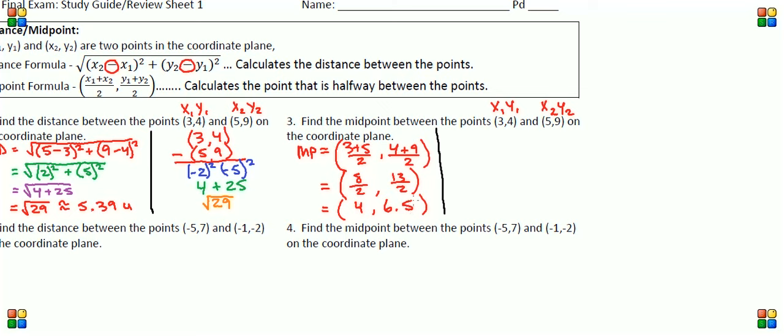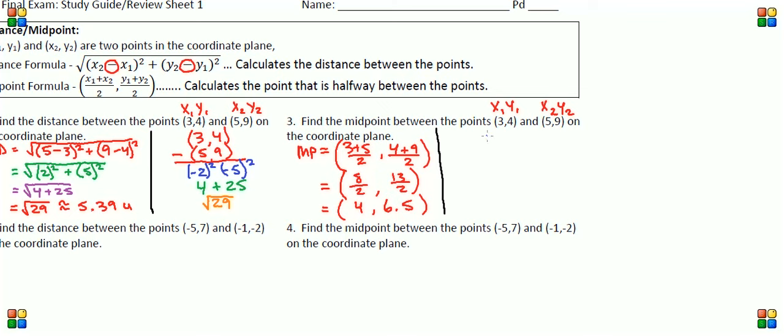Now remember, we also use the graphical method. If we had a graph available, we could plot these points and use a couple of different ways to find the midpoint. But without a graph, the best thing to do is either A, use the midpoint formula, or B, use the shortcut method. Let's do the shortcut method right now.